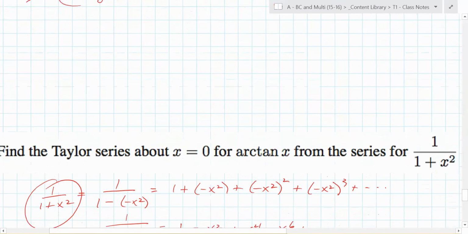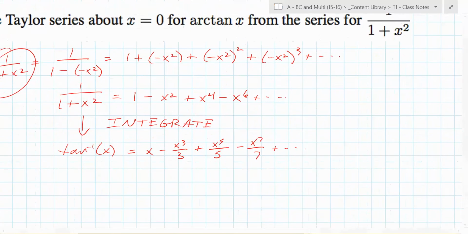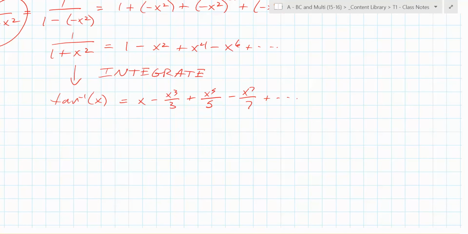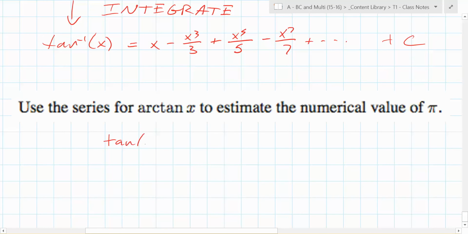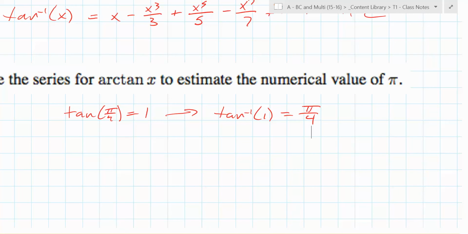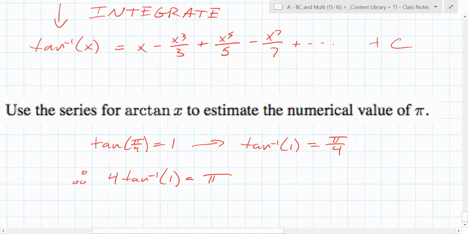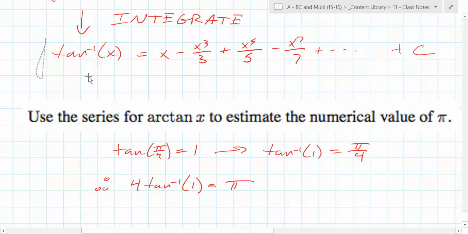Now what does it say to do in this problem? It says find the Taylor series for x equals 0. Oh, did we find it? Are we done? What do we think? The tangent of pi over 4 is 1, correct? Are you okay with that? What does that mean the tan inverse of 1 is? Pi over 4. So what do you multiply both sides by? Therefore, 4 tan inverse of 1 is pi. So what do we know tan inverse is equal to? This thing, right?